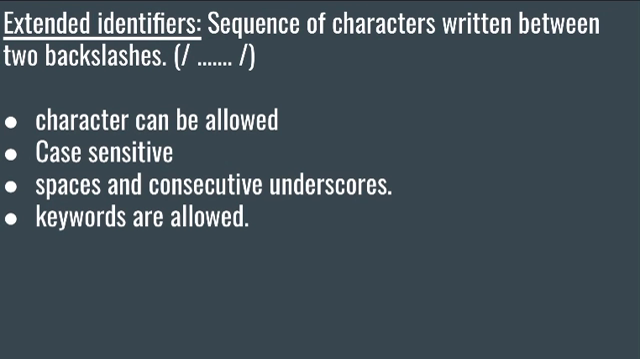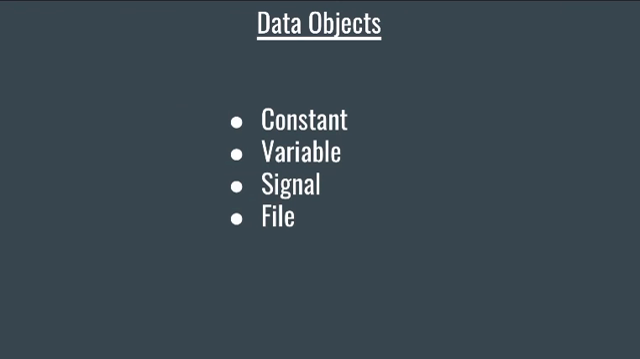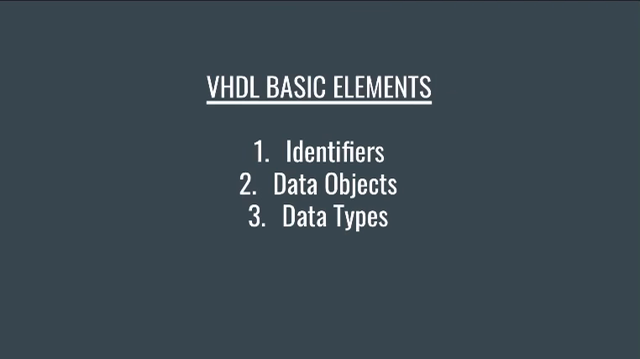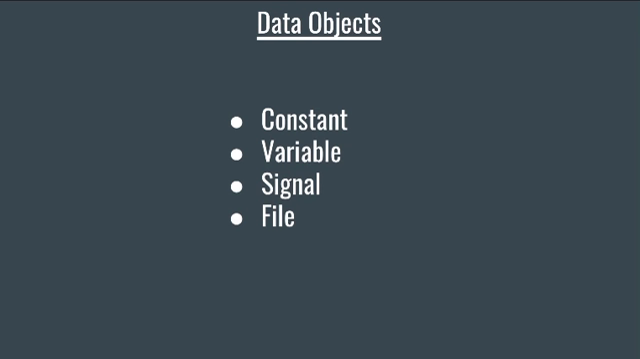Next we have the topic called data objects. The second point of VHDL basic elements is data objects. In data objects, we have four types: constant, variable, signal, and file. Let us discuss each one individually. Before going into that, these data objects hold a value of a specific type. For example, a variable count integer or constant count integer holds a specific type.